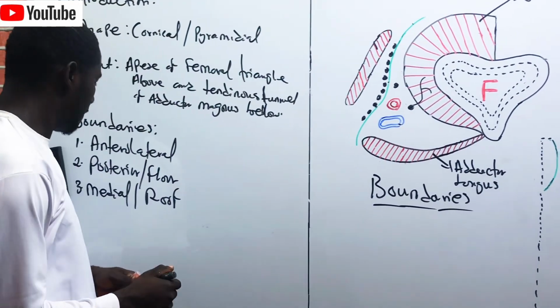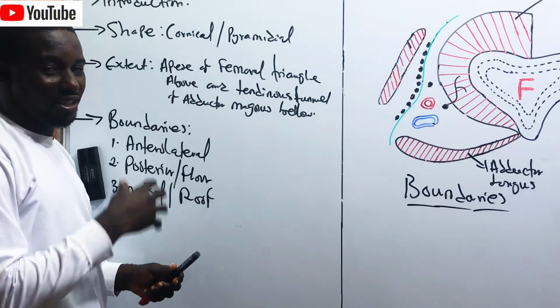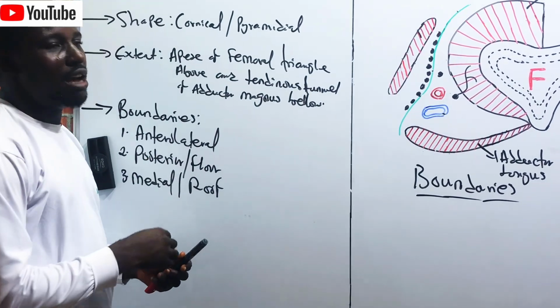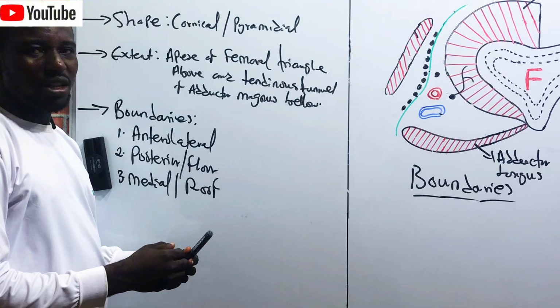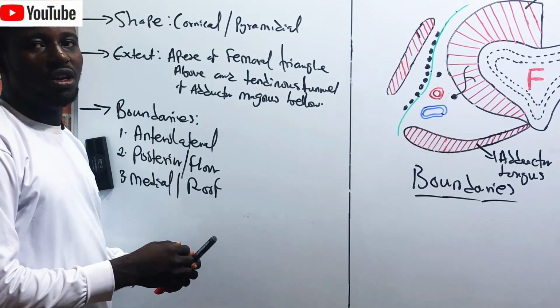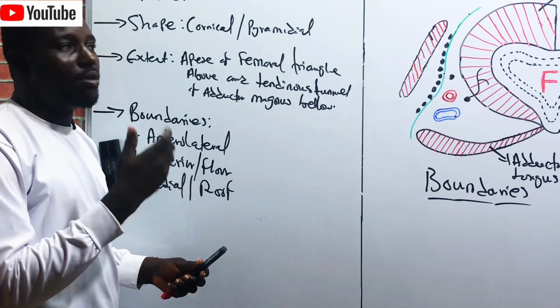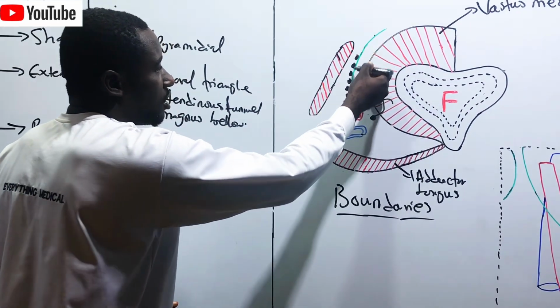Okay, let's go into the next boundary, which is the medial boundary, known as the roof of the adductor canal. The adductor canal is bounded medially by a strong fibrous membrane that stretches across the anterolateral and posterior boundary. And what is that strong fibrous membrane? As you can see it here, look at the strong fibrous membrane.